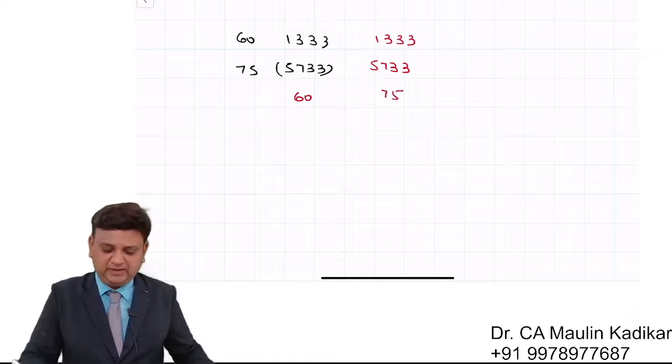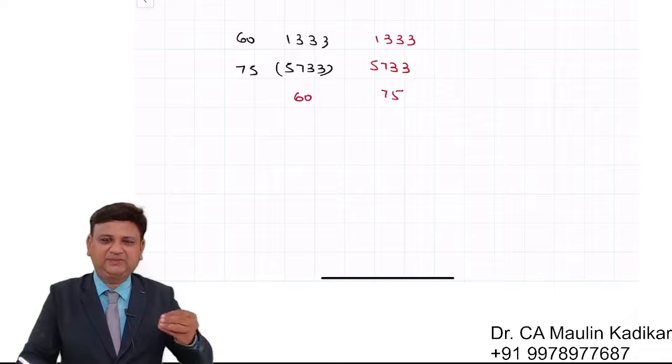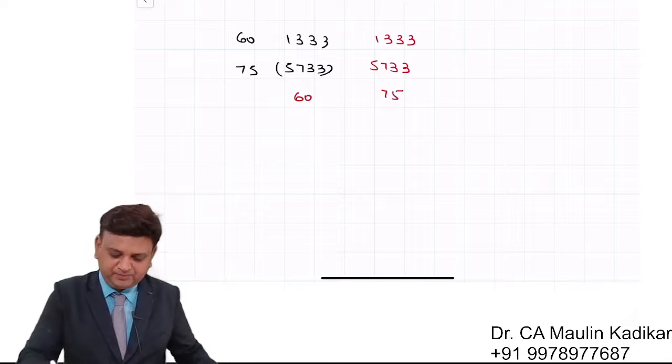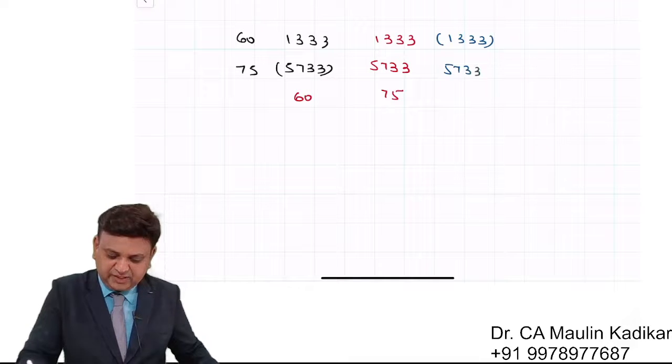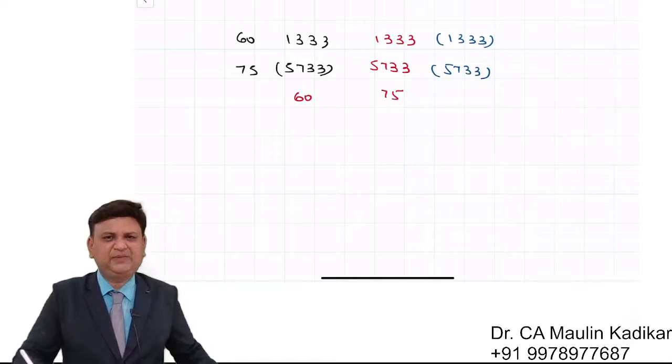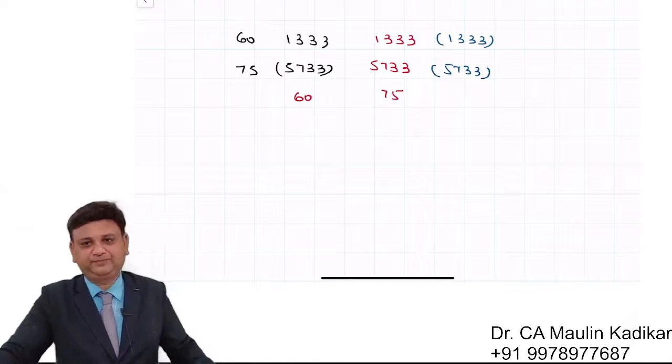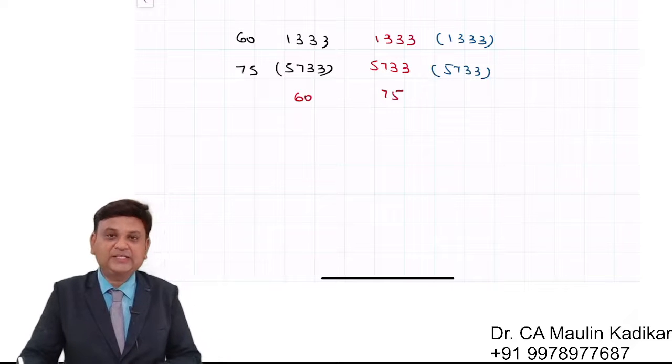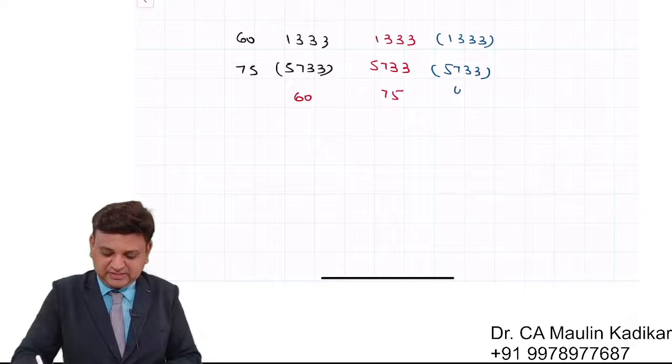That is what we understand. And just for time pass, one more question. Suppose the answers are 1333 negative and 5733 negative. Which credit period we will offer, 60 or 75? Answer would be 45 days.